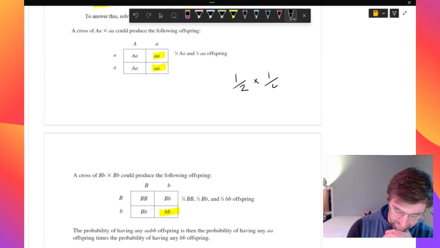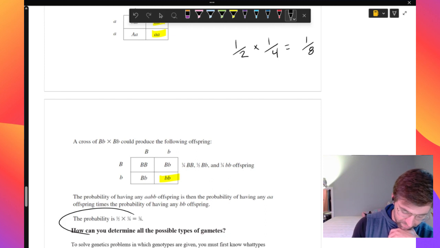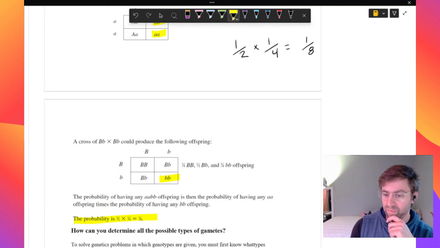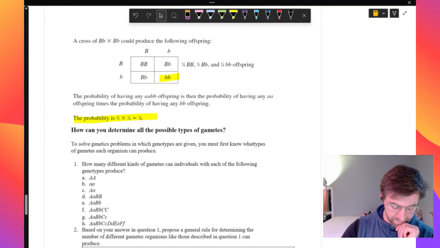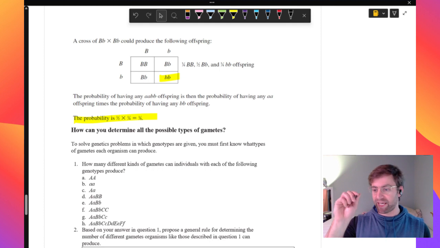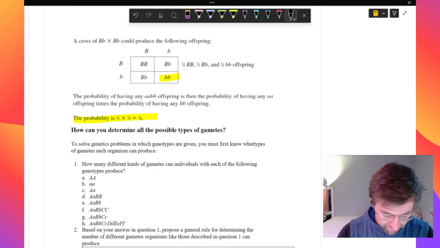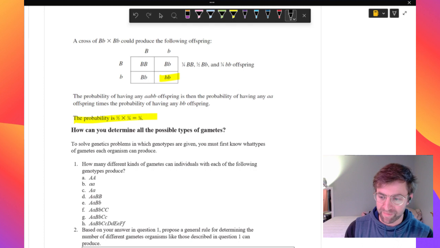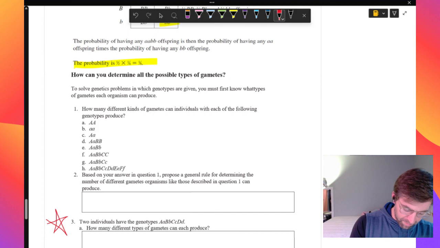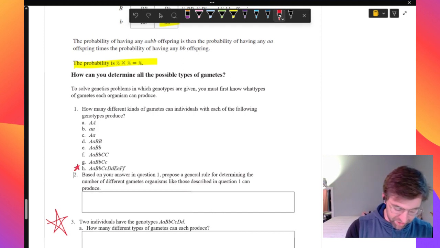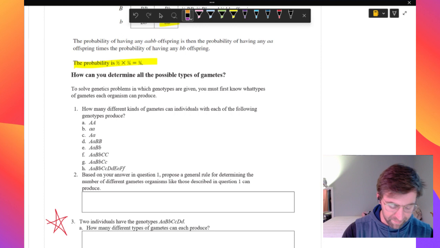So 1/2 times 1 in 4 gives you 1 in 8. Is that right? Yes. Your probability is 1 in 8. And you can figure all of this out just by literally counting boxes in Punnett squares. You do not have to be particularly good at math to be able to do this. It gets a little more complicated as we get into greater and greater numbers of genes and alleles that we're trying to do here.